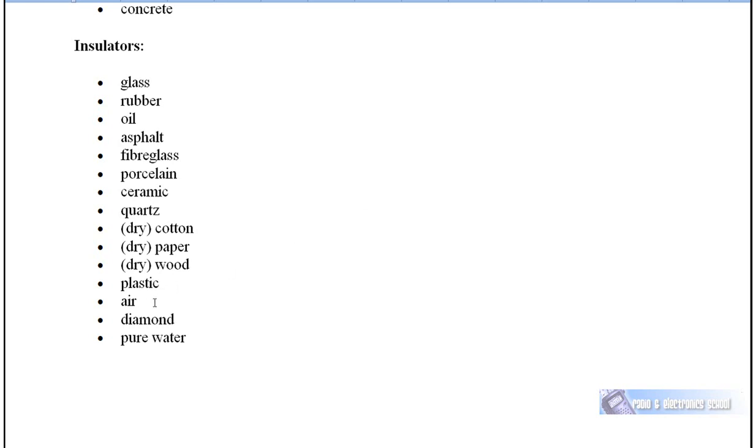Air is a good insulator. It takes about 10,000 volts to arc across 1 centimetre of air. That's a rough rule of thumb. That's dry air. If the air is humid, got water in it, it will arc at a shorter distance than 1 centimetre. Diamond, pretty expensive insulator, diamond. Pure water is also an insulator.